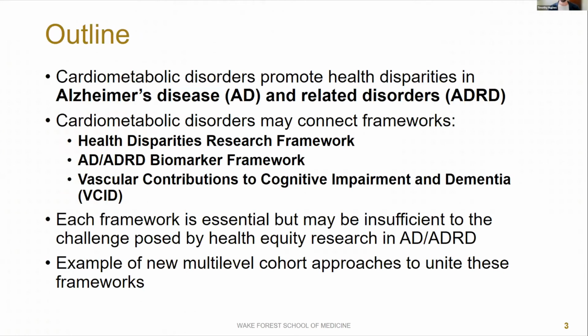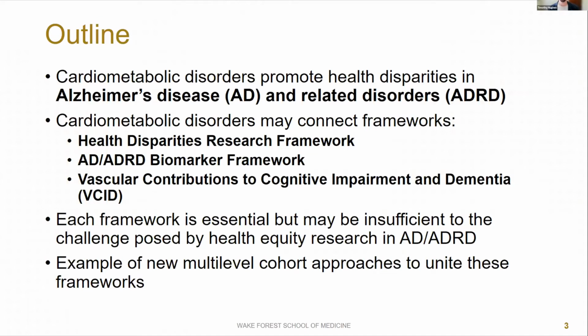In a brief outline, I'd like to share how cardiometabolic disorders promote health disparities in Alzheimer's disease and related disorders. Some of you may be aware of this already. Cardiometabolic disorders may also be a key feature that connects several frameworks that seem disparate in our Alzheimer's research realm. Those would be the health disparities research framework that I'm sure Dr. Hill will allude to in his talk later today, the ATN framework for Alzheimer's disease and related dementias, and also the vascular contributions to cognitive impairment and dementia, or VCID. I'll touch on these frameworks and show you how they may be united by cardiometabolic disorders.